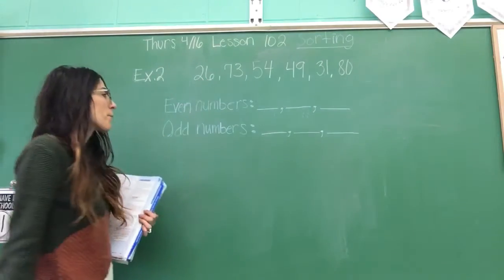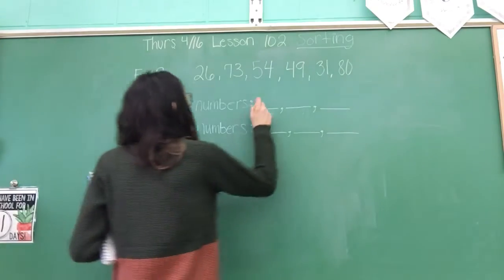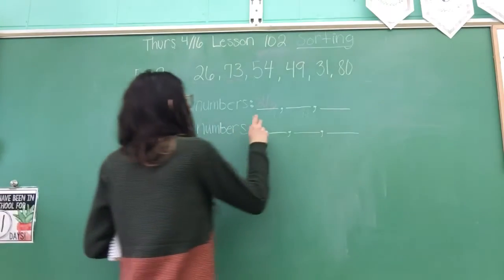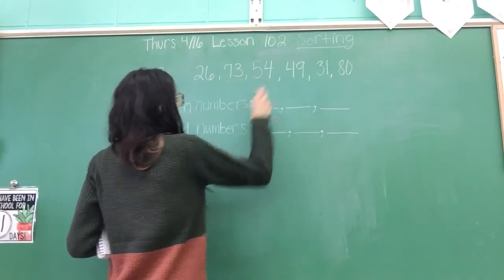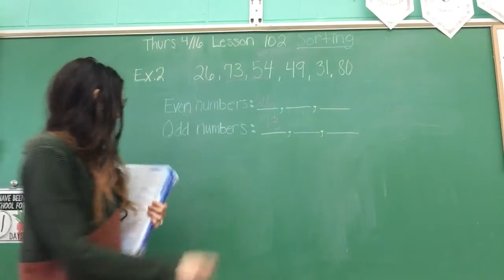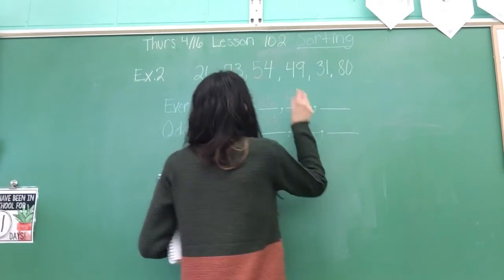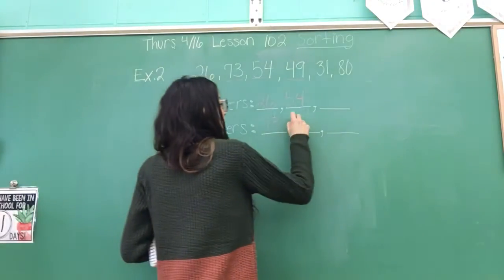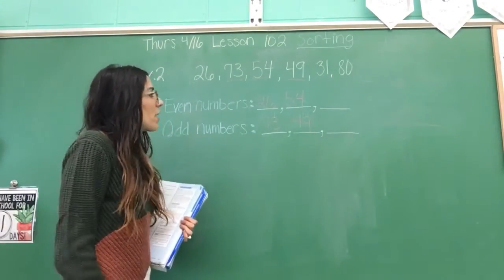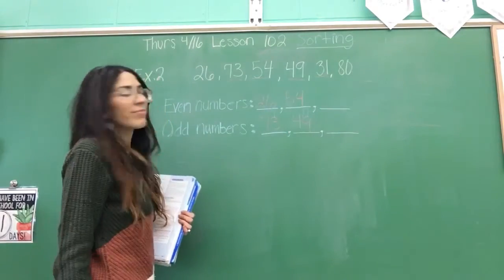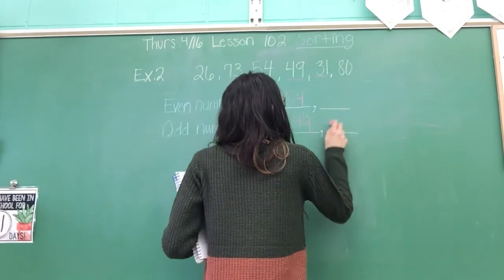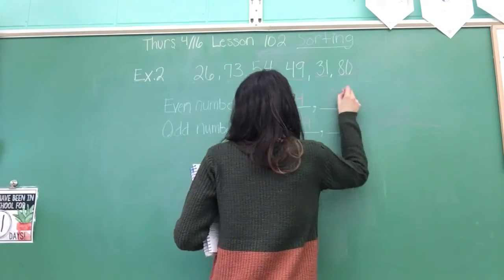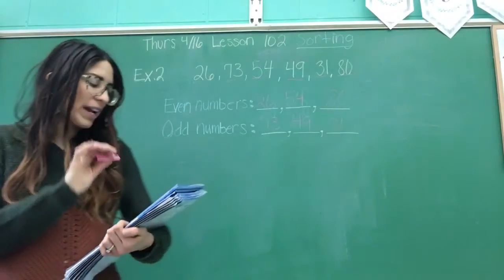26. Is that even or odd? Very good. How about 73? Yes, it is odd. How about 54? Good, that is even. And then this one, 49. That one's odd, very good. And then 31. That is odd, very good. The last one, 80. That's even. Good. So see how we sorted that out?